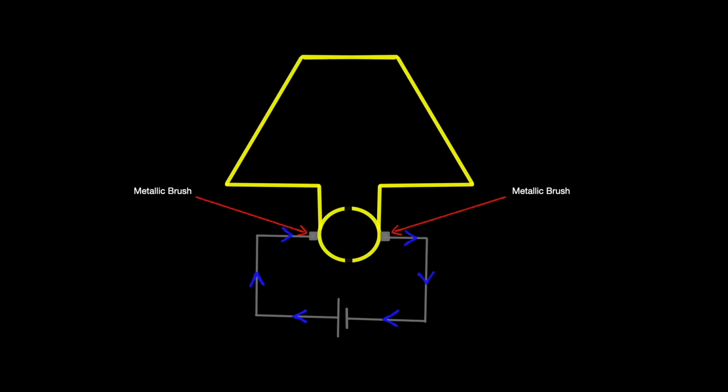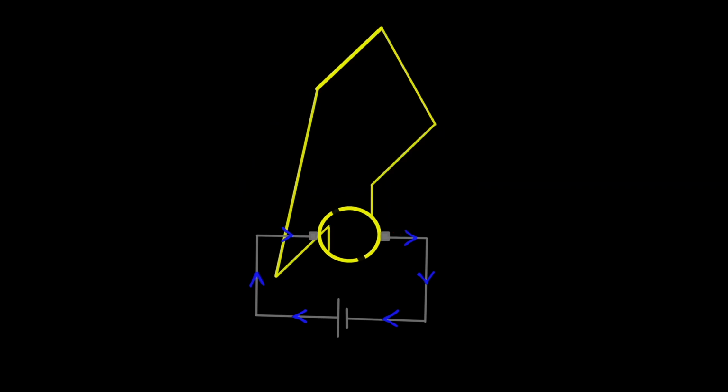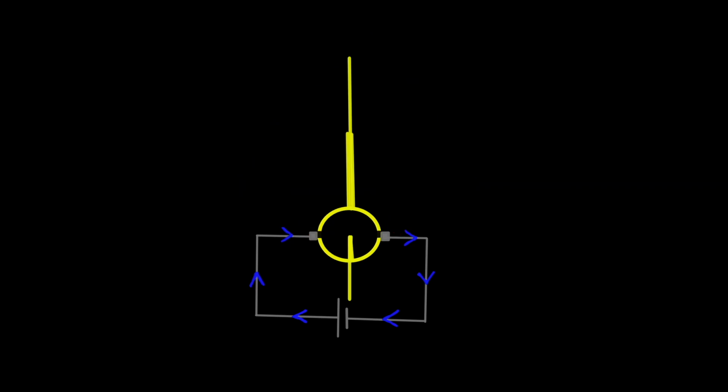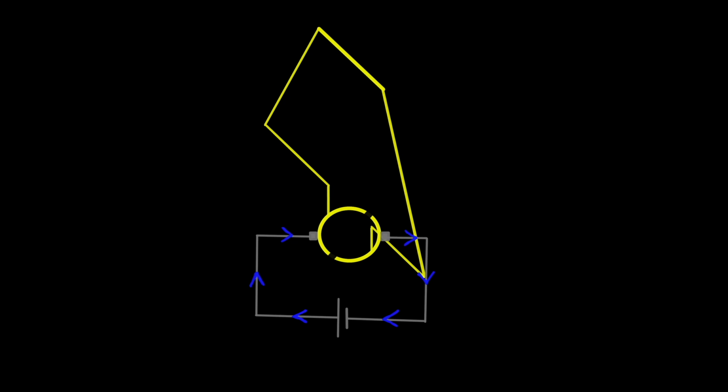They do this using two metal brushes that connect the external circuit to the loop whilst allowing the loop to rotate freely. When the ring is turned 90 degrees, the brushes pass over the split in the ring and are now connected to the opposite sides of the loop. This ensures that the current is always flowing through the loop in the same direction. In this example, that's clockwise.